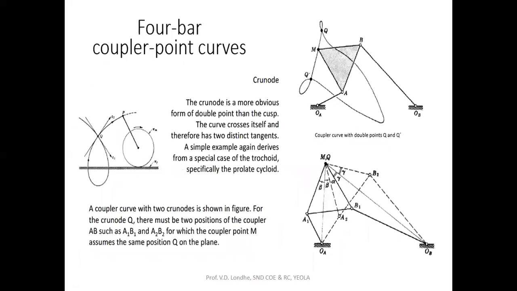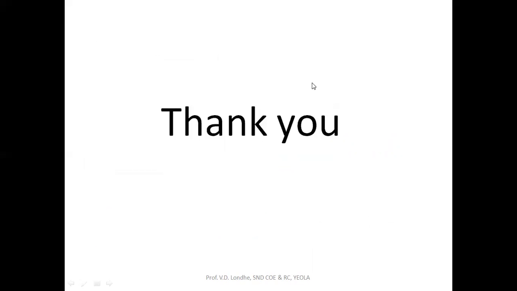And what is a crunode? A crunode is an intersecting point, where the tangents intersect. Suppose this is a ternary link. This is a four-bar chain mechanism in which the coupler is, instead of a binary link, now a ternary link. Whatever point is traveling, the path will cut itself at each and every such point. Whatever points we get there are the crunode points. So this is the basic difference between cusps and crunodes. Thank you.